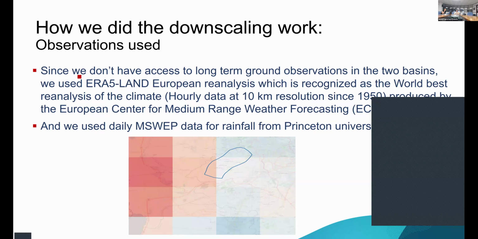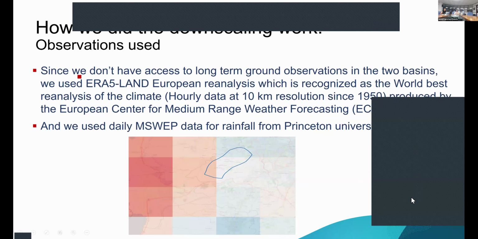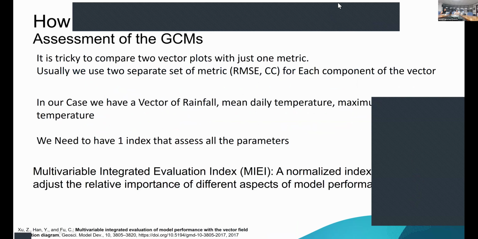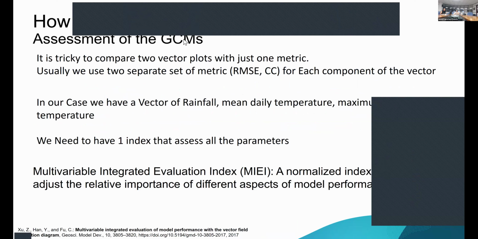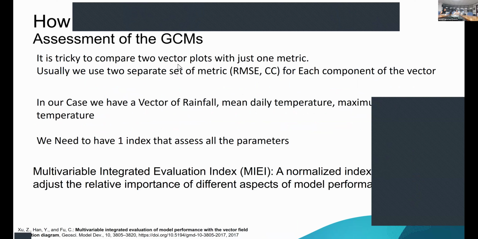The combination of ERA5 Land and MSWEP rainfall allowed us to build a robust baseline, which we then used for the identification of the most valuable general circulation models among the CMIP6 to choose for our statistical downscaling method. To ensure the reliability of our downscaled climate projections, we used a rigorous evaluation framework.